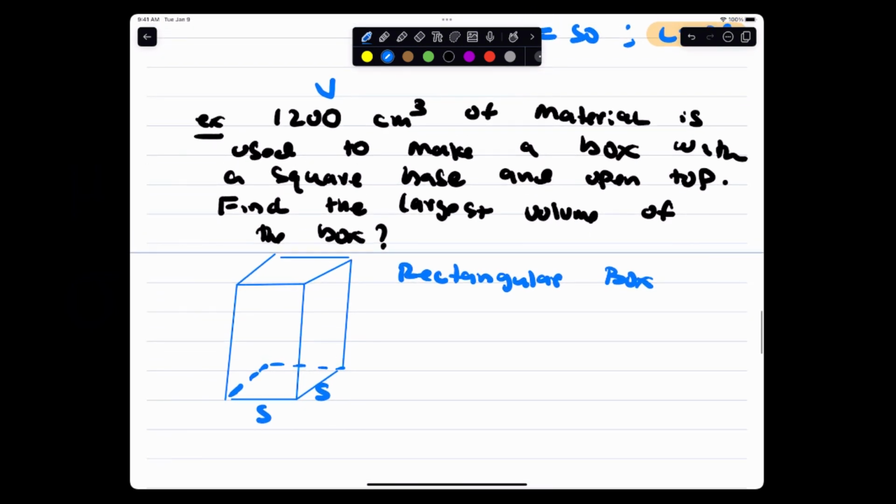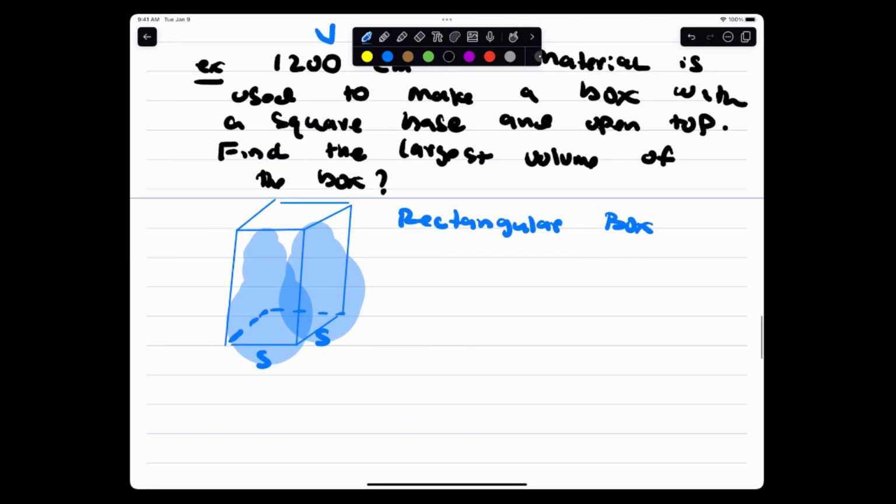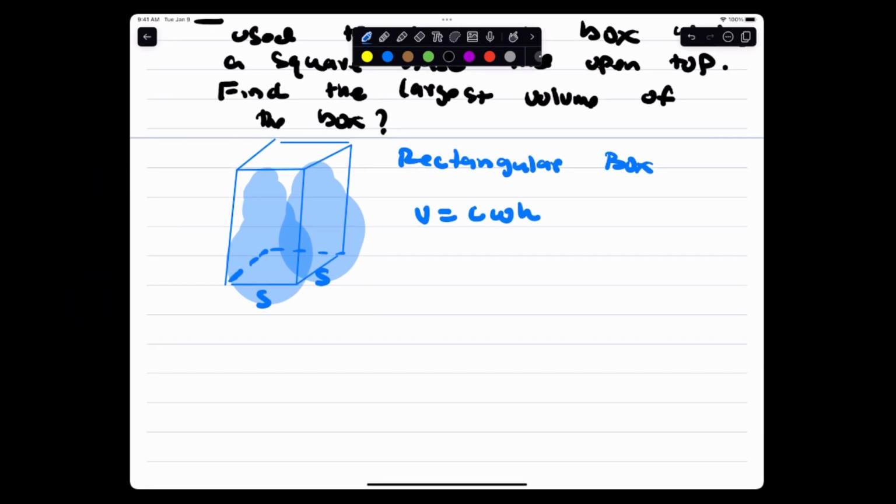Okay, so what do we know? There's no top. There's only sides, no top. So what I want you guys to know is this. What's the volume of a box? Isn't it length times width times height? And in this case, you have height, but the length and width are the same. So this is S squared H. You guys with me on that?